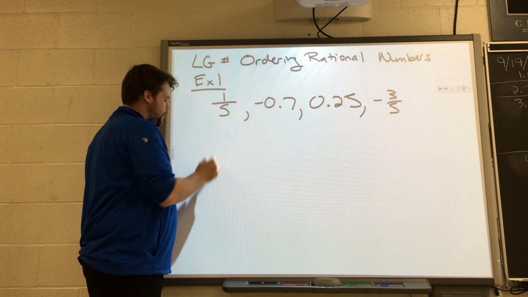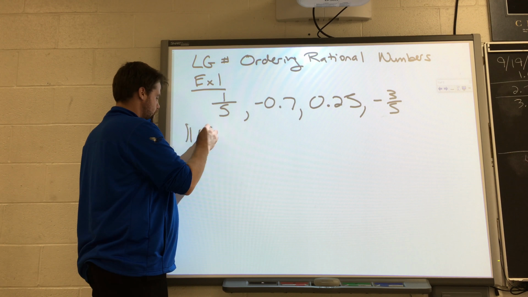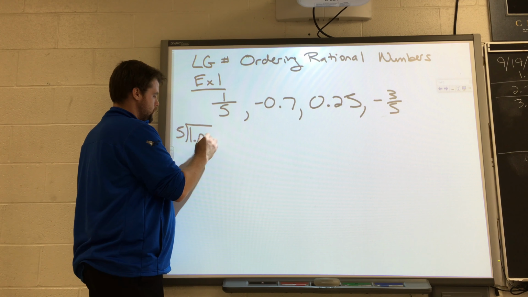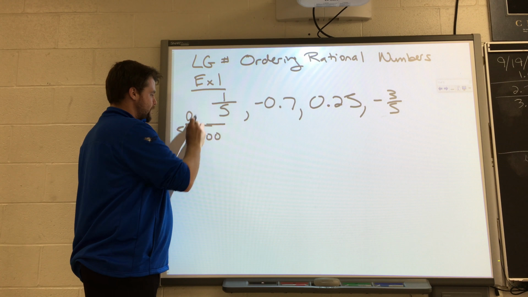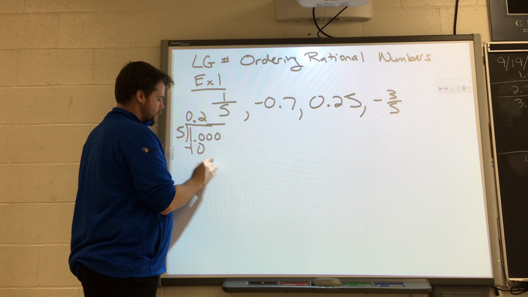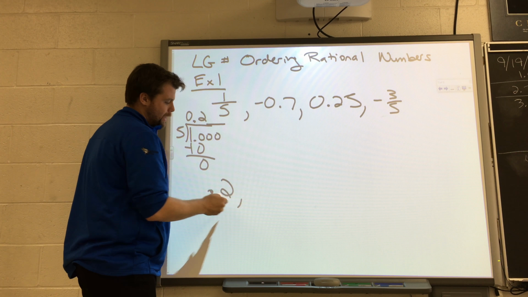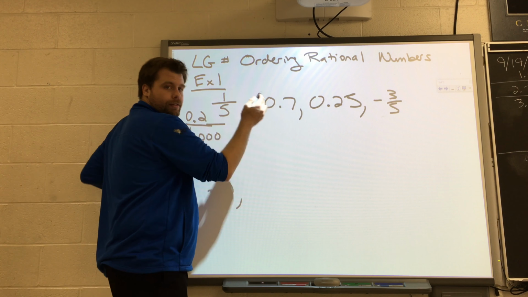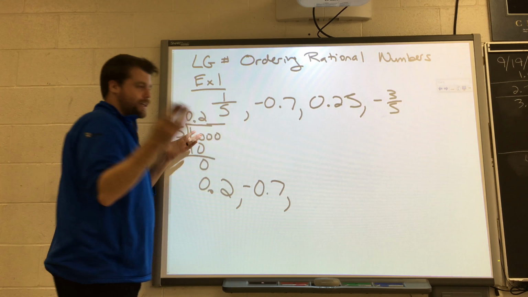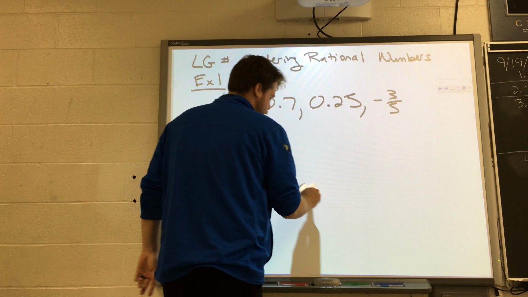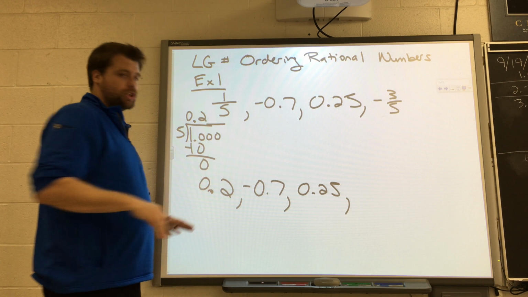So for example, 1/5. You want to figure out how many times 5 goes into 1. Okay, 5 goes into 1 zero times. 5 goes into 10 twice, and it goes in there exactly. So 1/5 is 0.2. All right, we have that number. -0.7 is already in decimal form, and 0.25 is also already in decimal form. So those three are good to work with.